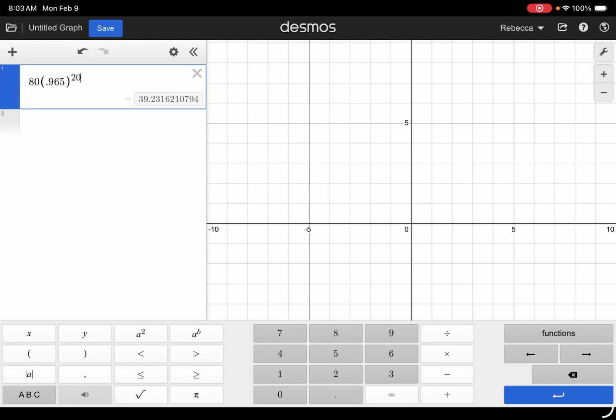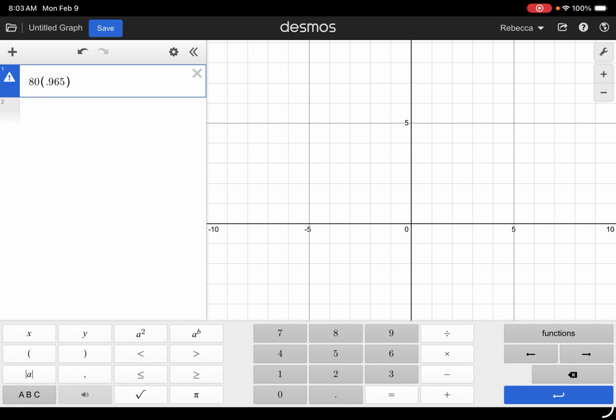So now I'm going to look at 20 years. There's still 39 after 20 years. Now I'm going to change my exponent to 30. There's still 27. I'm going to change it to 40. Now it's 19. Let's see if I go to 50. It's 13. So I know it's going to take over 40 years, but less than 50 years.